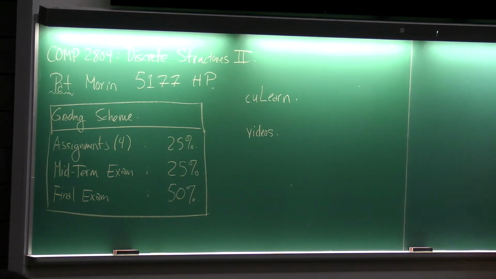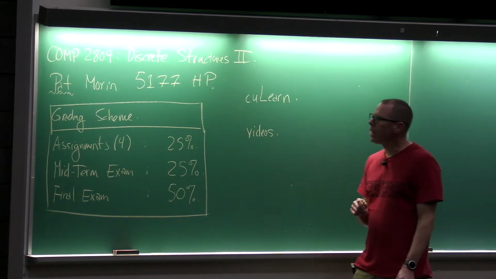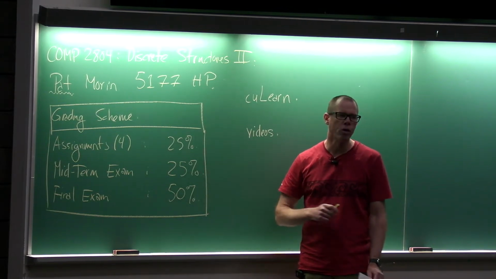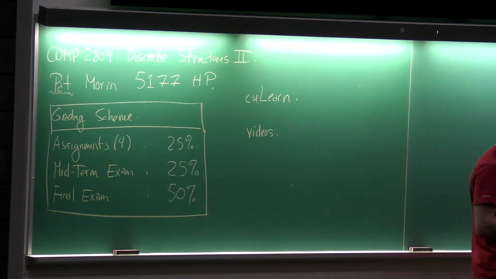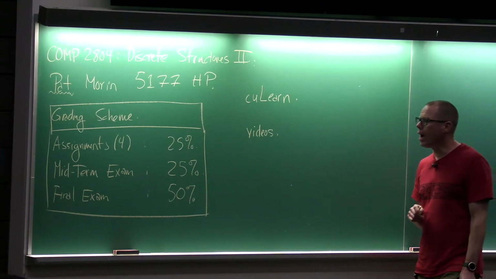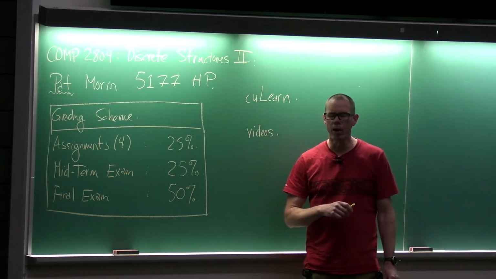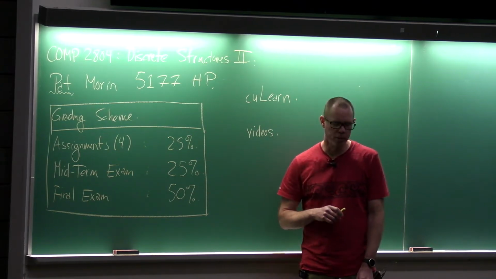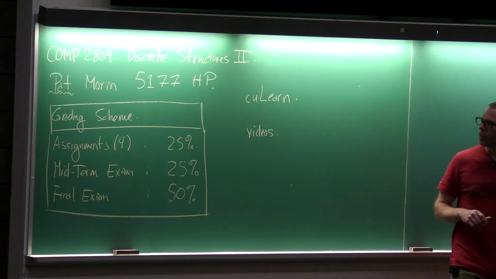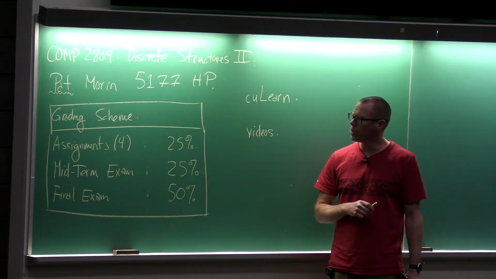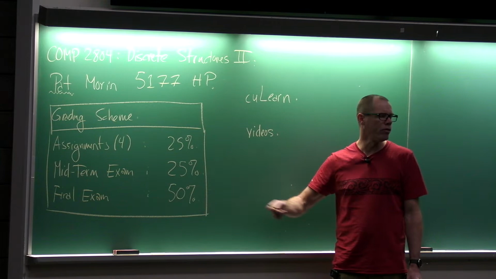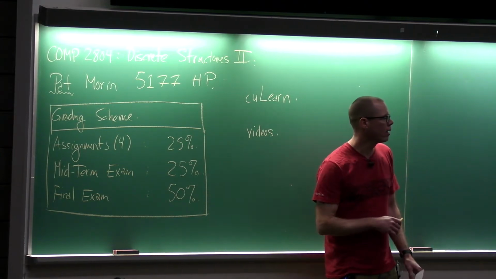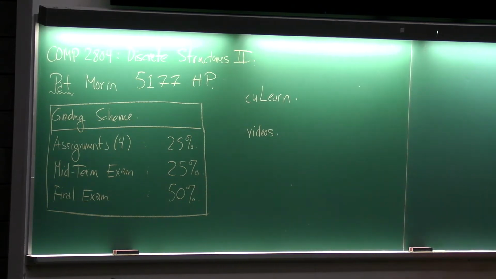What else? Administrative details about the course. I guess I have to explain the grading scheme. So there will be 4 assignments in the course. In total, they will be worth 25%, and they're all equally weighted. So I guess that's 6.25% each. There will be a midterm exam, also worth 25%, and there will be a final exam worth 50%. Final exam is cumulative. It covers everything in the duration of the course.